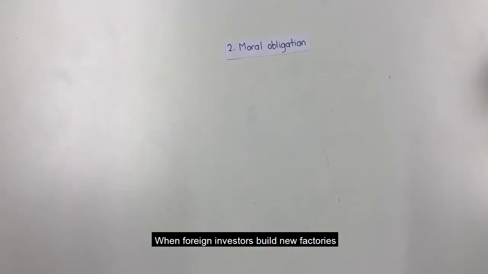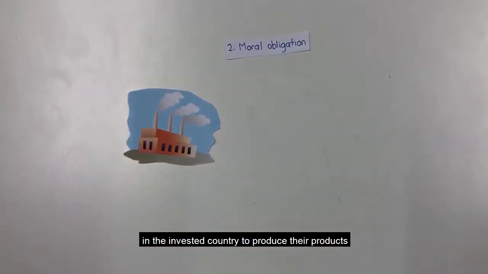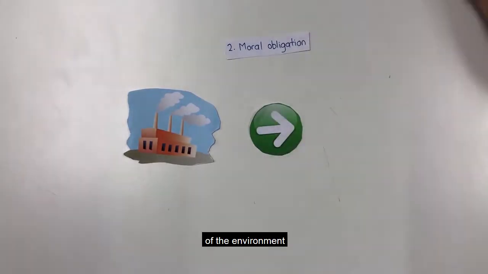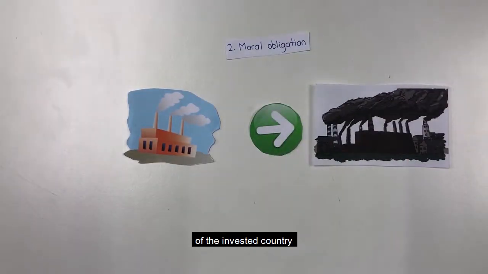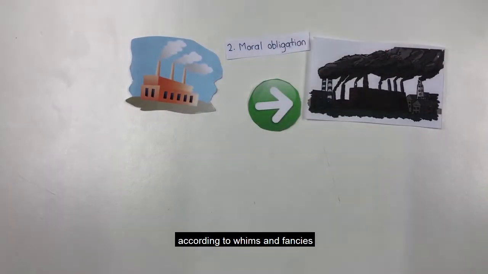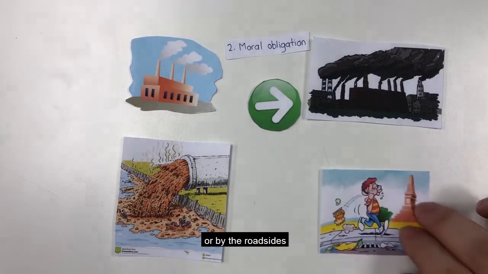The second disadvantage of FDI is moral obligation. When foreign investors build new factories in the invested country to produce their products, they might not feel obligated to take care of the environment of the country as it is not their own. So they tend to dispose their waste according to their whims and fancies. For example, disposing production waste into the rivers nearby or by the roadsides.